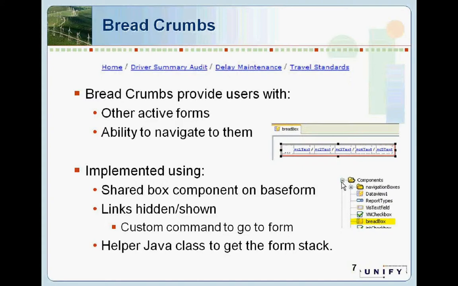The way you implement this with NXJ is, again, usually what you'll see is in the picture here, we have a box with a series of links that we dynamically change the text and visibility and give them context sensitive navigation back to the other form to get the user to where they were in the past.